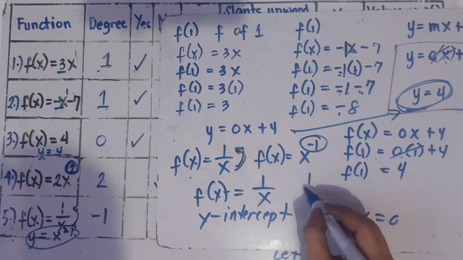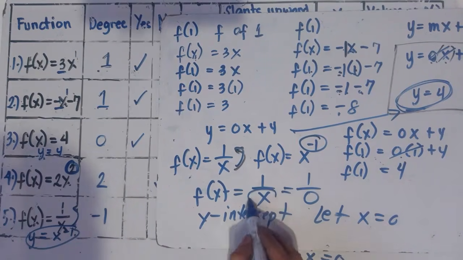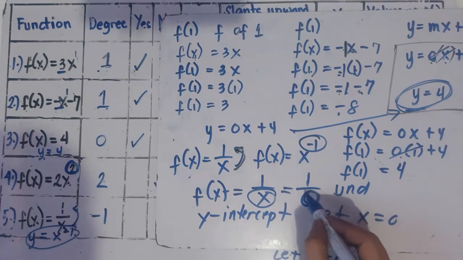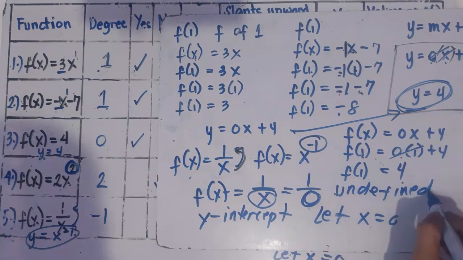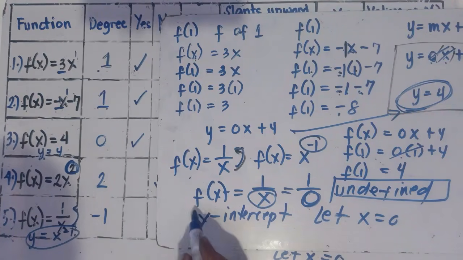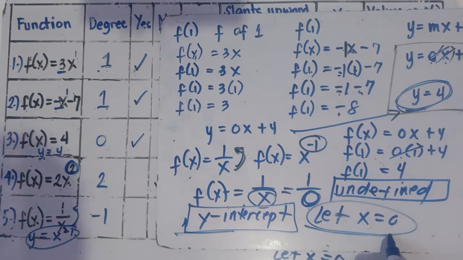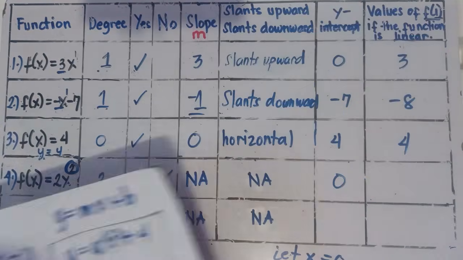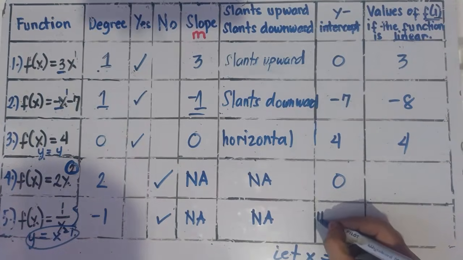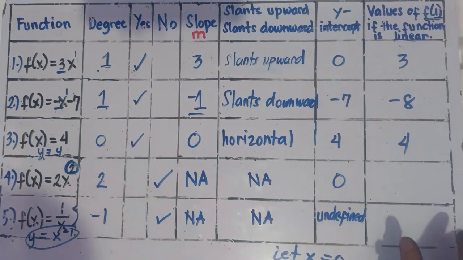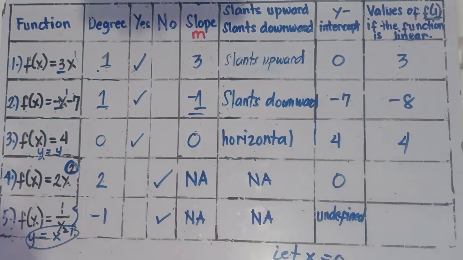Now, if x is 0, we have 1 over 0, and that's undefined, class. You can never answer this one. 1 over 0 is undefined. Because in the y-intercept, automatic, we let x equal to 0. Now, if x is 0, this is undefined. Therefore, our answer for the y-intercept is undefined. And then we cannot solve this one because this is not a linear function.